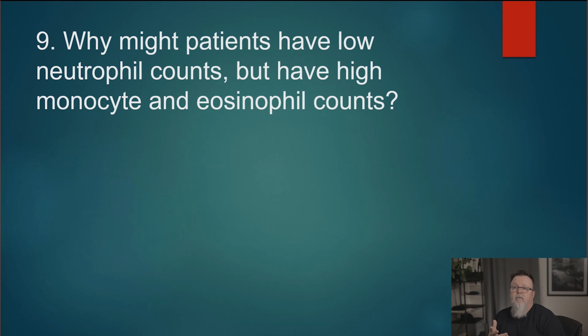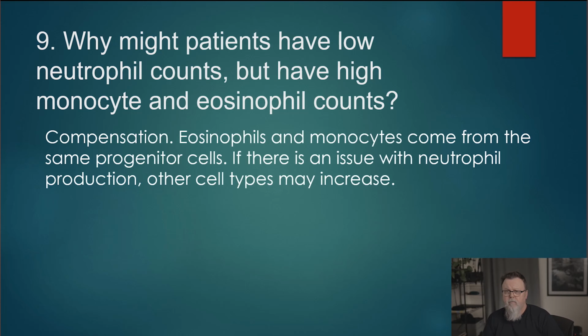Why might patients have low neutrophil counts but have high monocyte and eosinophil counts? Want to consider the fact that all these cells are derived from the same progenitor cells, and if you knock one down, there could be compensation, which could result in an increase in these other cell types.